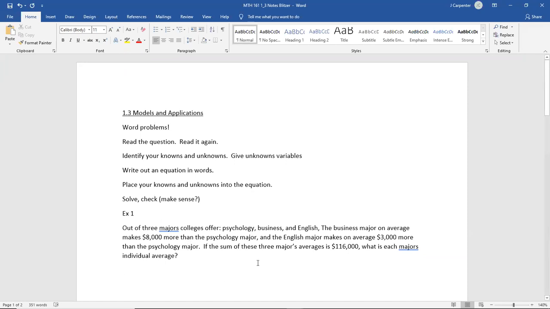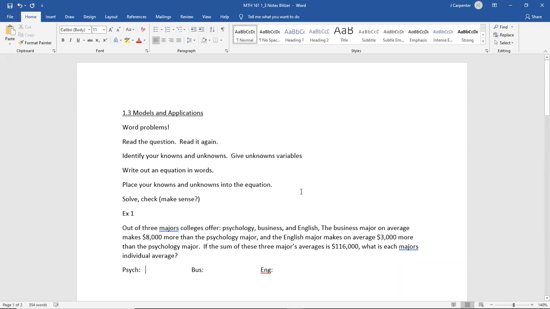So we read the question. Let's pretend we read it twice because I don't want to spend too much time just reading. You can read it again on your own. Identify your knowns and your unknowns. So we're talking about three different classifications of majors. So this is kind of in the known unknown region. We know the names are psych. I'm going to abbreviate. Then we have the business major. And then we have the English major. Just a little more space. There we go.